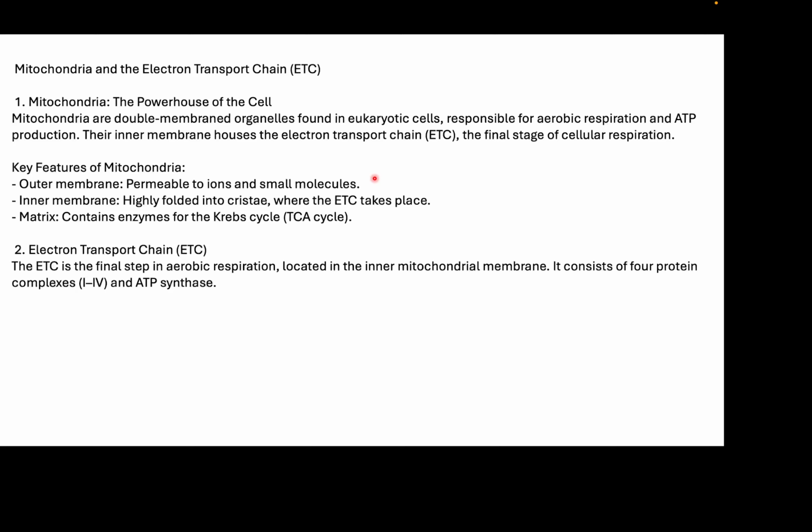Electron transport chain is the final step in aerobic respiration, located in the inner mitochondrial membrane. It consists of 4 protein complexes, 1 to 4, and ATP synthase. So what exactly is it?